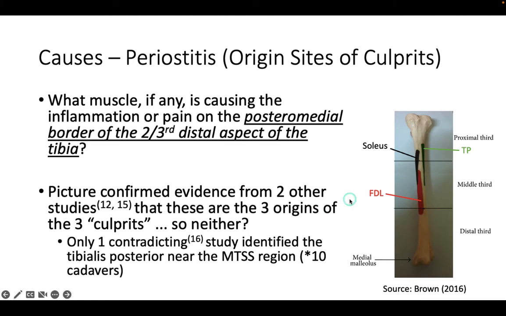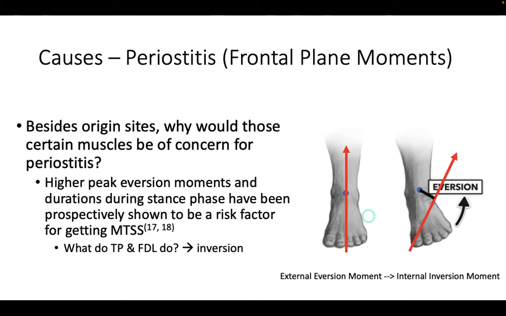So potentially, maybe that study didn't actually identify the correct muscle, or individuals might just have different origin sites for the muscles. But again, there's not a lot of evidence supporting periostitis. I also want to talk about frontal plane and sagittal plane moments, as to whether muscles being overworked and overstressed are actually causing this pain.